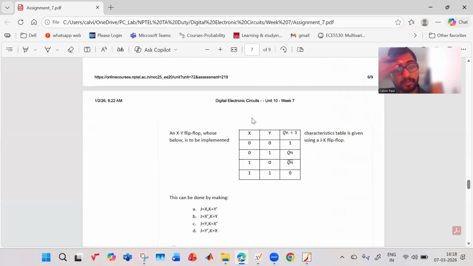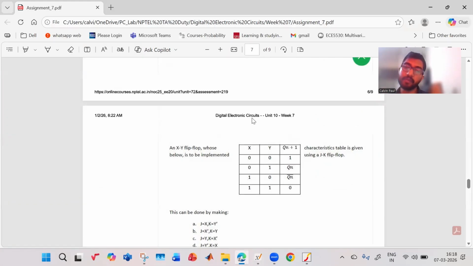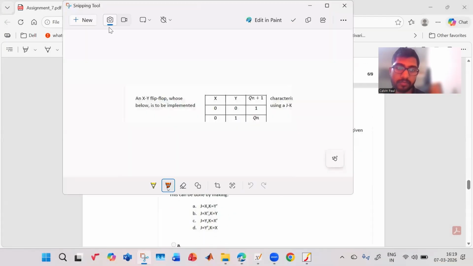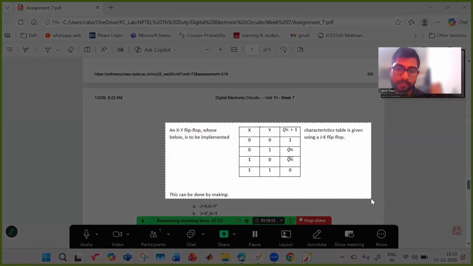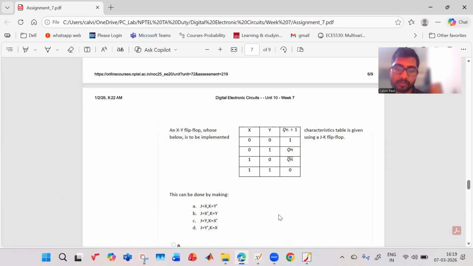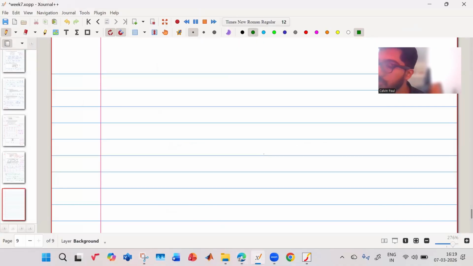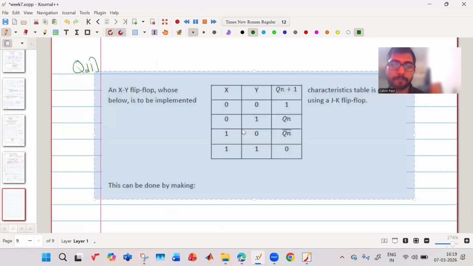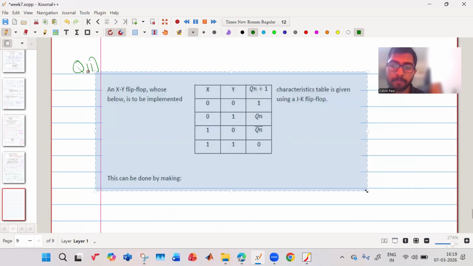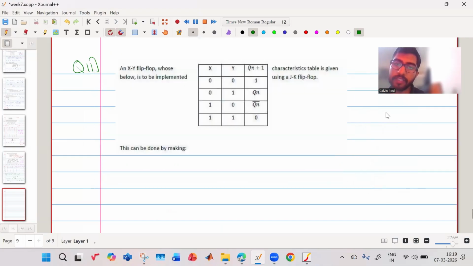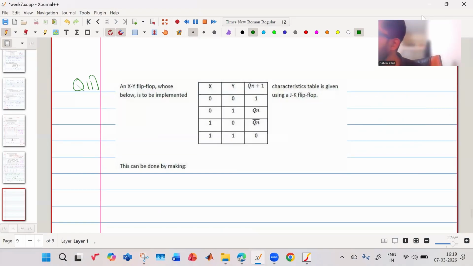Now we go to the next question. An XY flip-flop is given there, and you want to implement it using a JK flip-flop. So this is question 11. You're given the characteristic table or truth table of an XY flip-flop. Okay. It is a flip-flop. Now you have to make this flip-flop using a JK flip-flop. How do you do it?